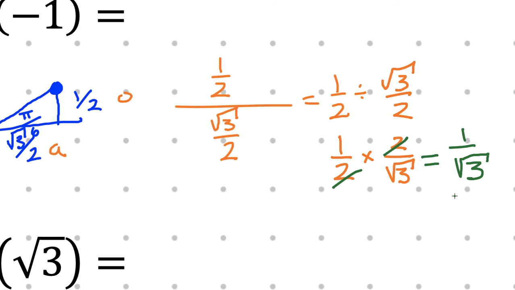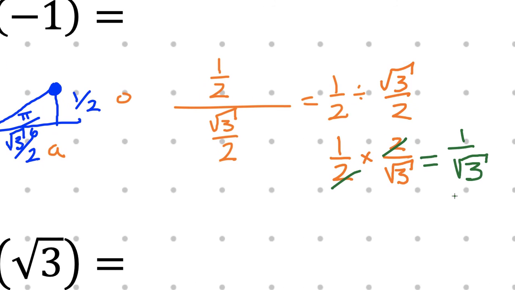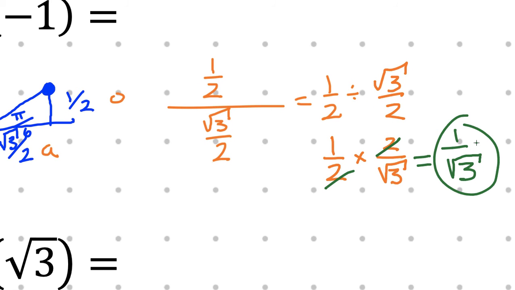Well, that's kind of cool though. If I had asked you what is arctan of 1 over the square root of 3, you'd say, oh, pi over 6. But unfortunately, I'm asking you for arctan of -1.